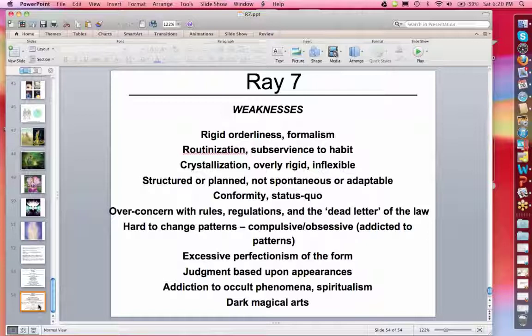Judgment based on appearances. Seventh ray is so much into the form and the appearances that they are quick to judge. Addiction to occult phenomena, to spiritualism, which works with the Ouija boards and ghosts and all that kind of stuff, and dark magical arts.